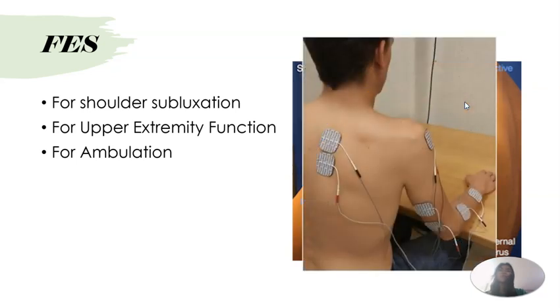For upper extremity function, it could be here. It could be a lot of combinations. There's one for the deltoids and then the rhomboids. Or it could also be a combination of your wrist extensors and then your elbow extensors. It depends on what upper extremity activity you will do.